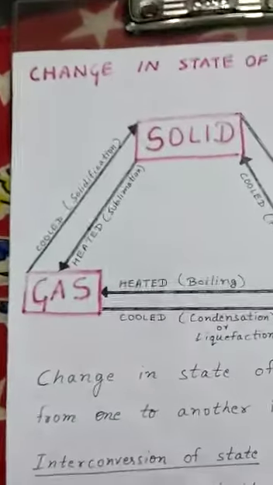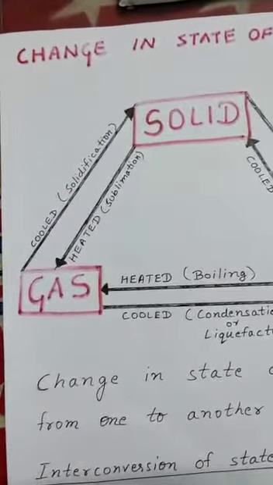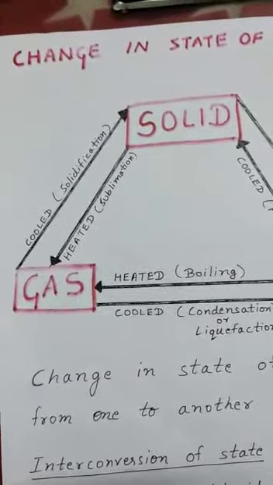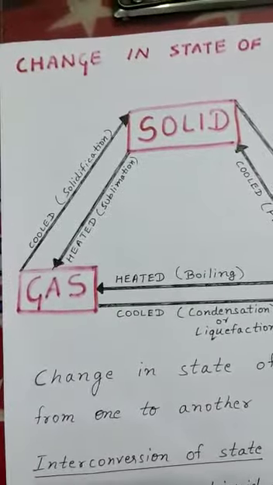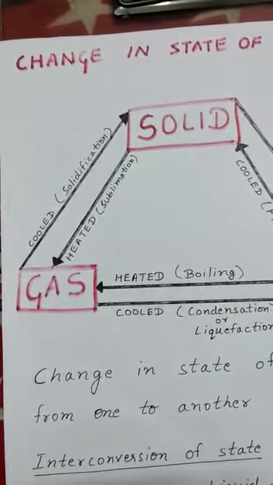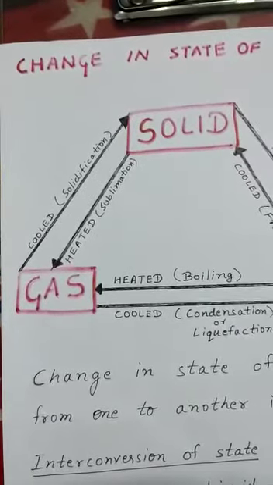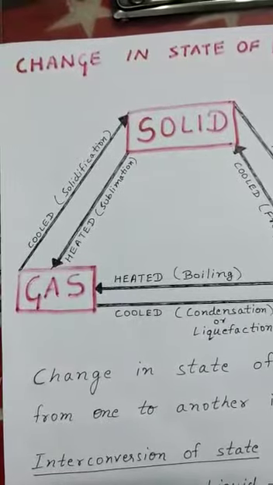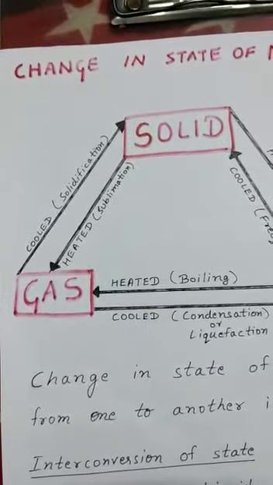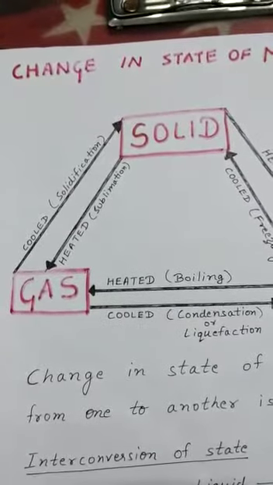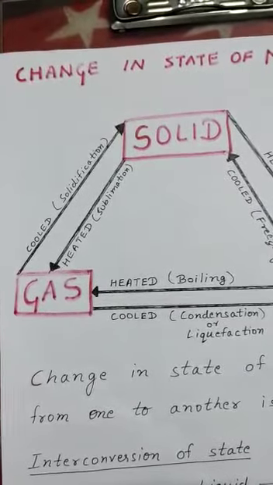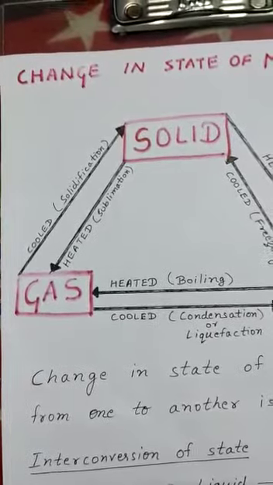Then one more interconversion is there. There are some substances which when heated directly change into gases without melting, and this process is known as sublimation, and it is observed in case of substances like camphor, naphthalene ball, iodine and ammonium chloride.